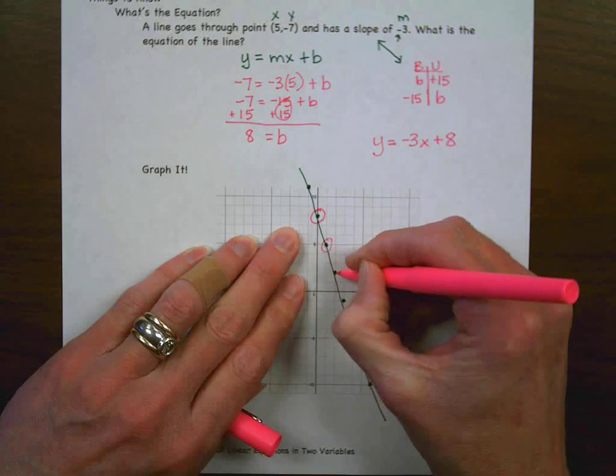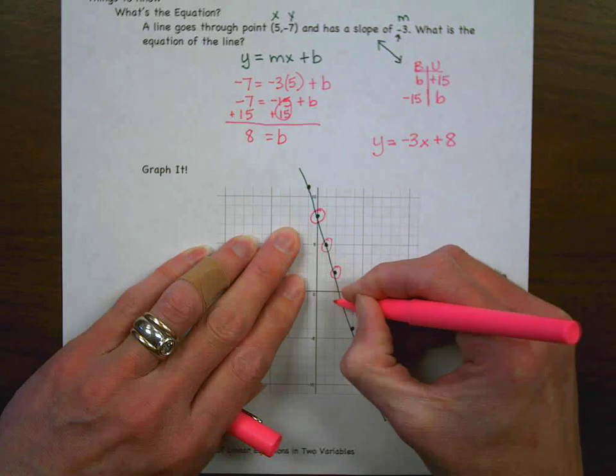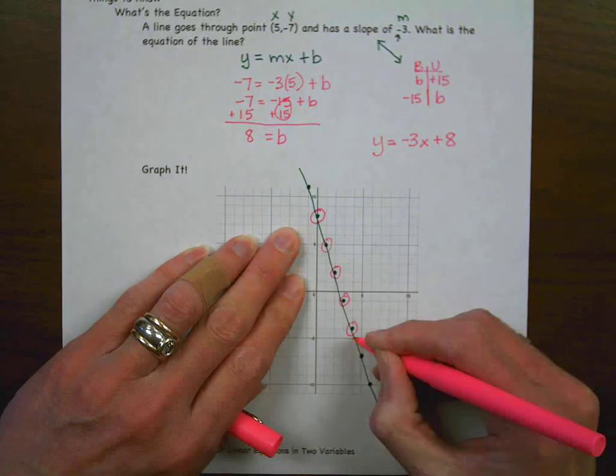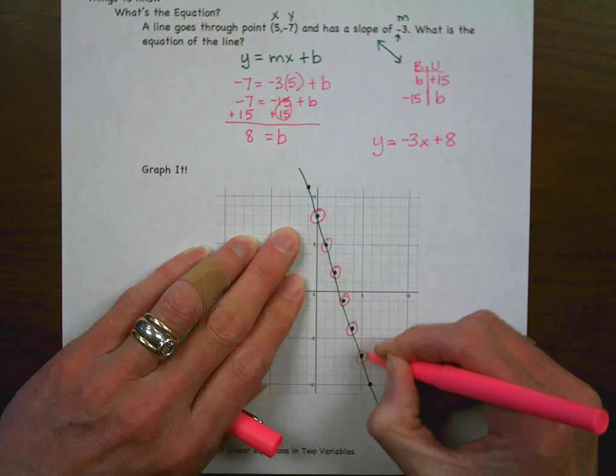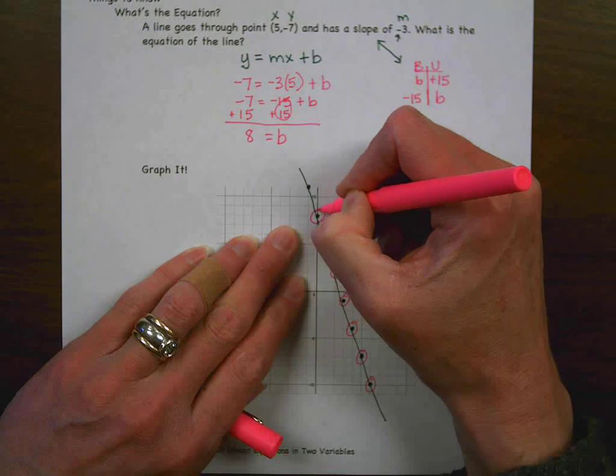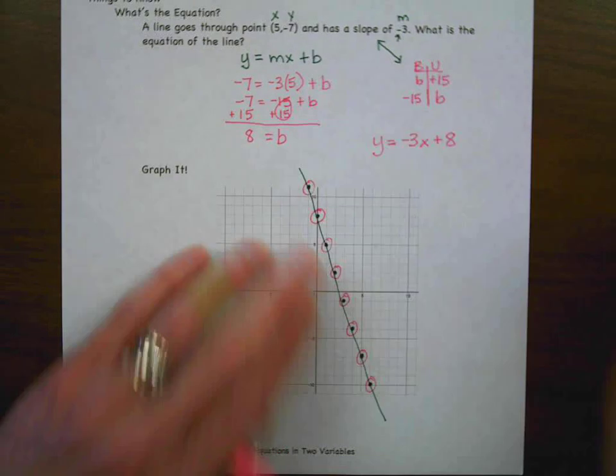There it is. Again, down 1, 2, 3 and to the right 1, and there it is, repeating that to plot more points along the line.